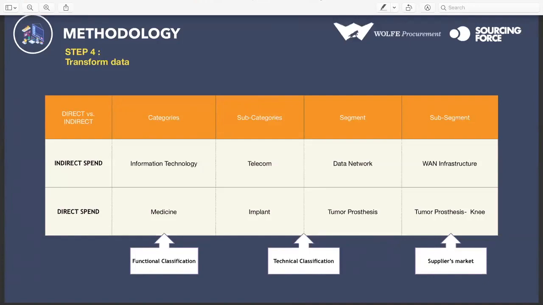And then really what you want to do in the first category, it's much more functional in terms of how your organization speaks or would organize the data. For the example there, information technology, this could be by department, product grouping, but it's much more functional or in terms of the way you operate as a business. Then as you further refine it into subcategories, it becomes a little bit more technical in terms of what that actual product or service is. And then as you further sub-segment the spend, you start getting more specific into that specific supplier's market or industry in which they operate in.